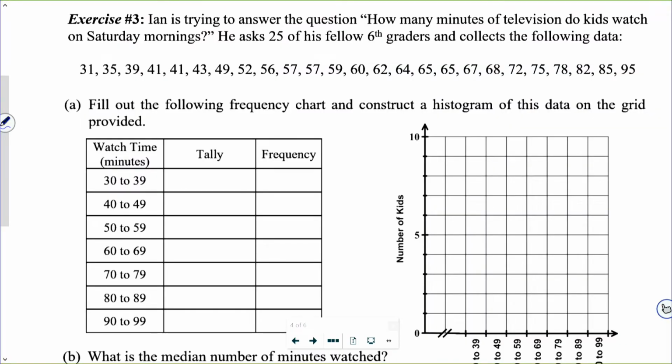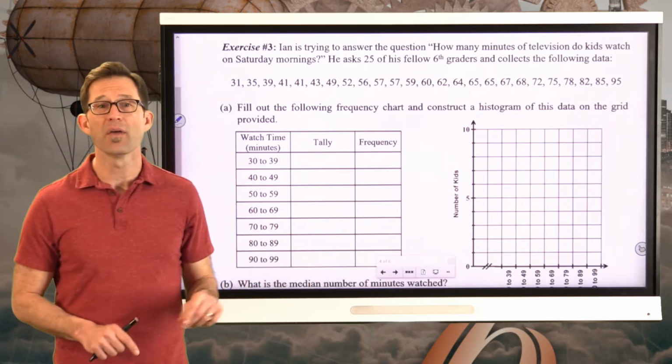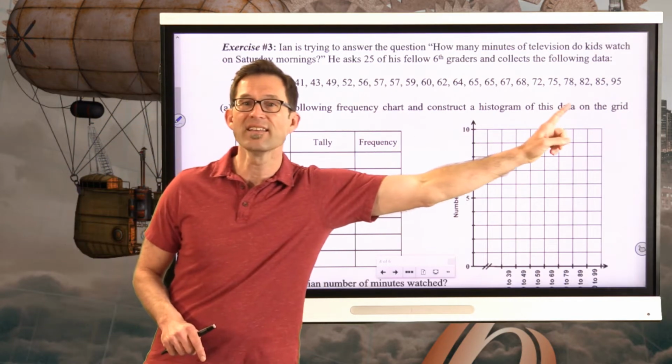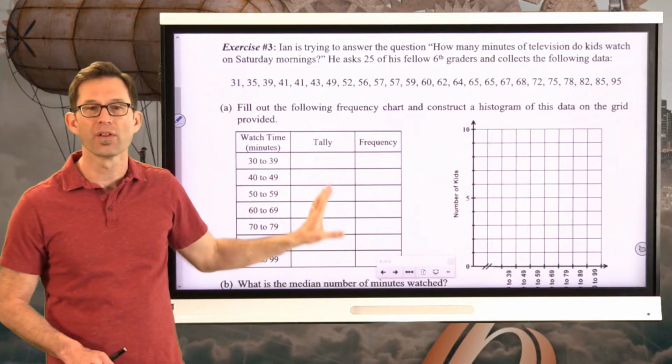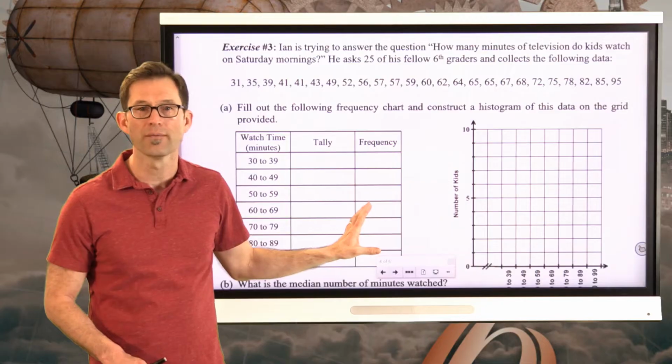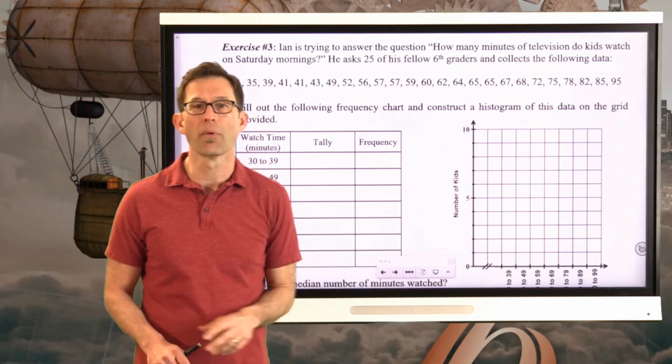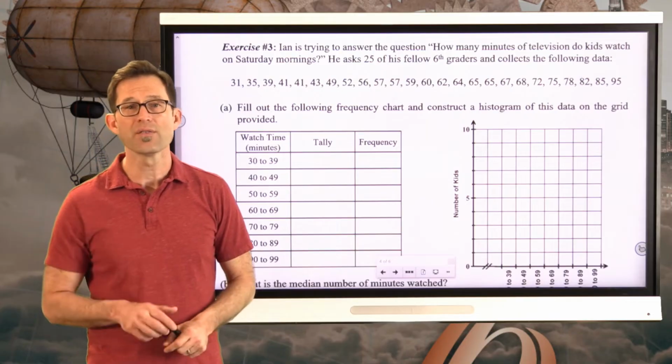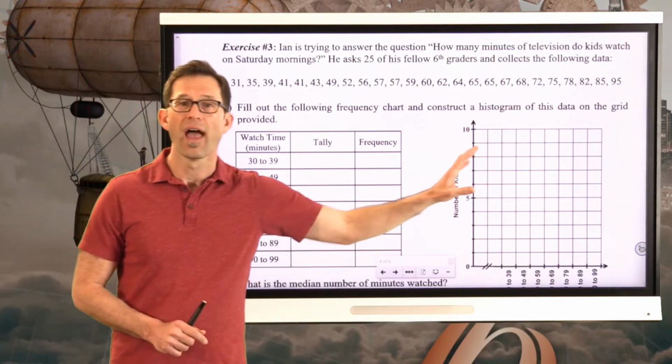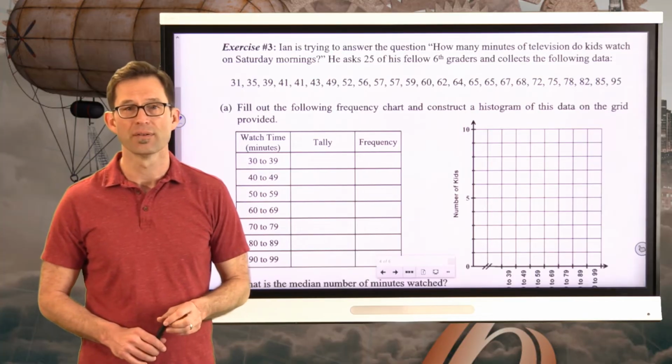Ian is trying to answer the question, how many minutes of television do kids watch on Saturday mornings? I think that's a pretty good question. He asks 25 of his fellow 6th graders and collects the following data. Awesome, right? Letter A asks us to fill out the frequency chart and construct a histogram of this data on the grid provided. That's easy enough. In fact, I even made it easier for you because I put the data in ascending order, so it's going to make filling out this histogram frequency chart, and therefore drawing the bar chart, a lot faster. So pause the video now, go ahead and fill this out, and then construct the histogram on that graph as given.